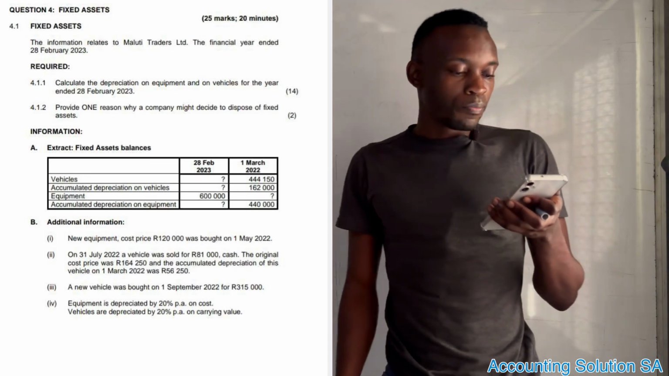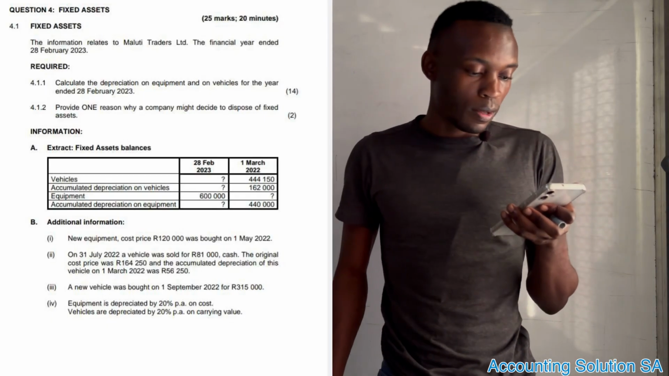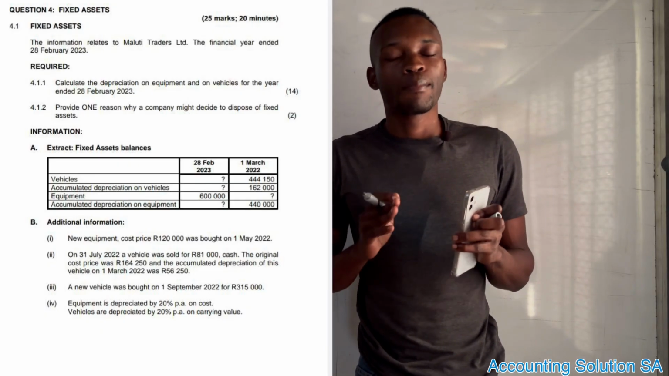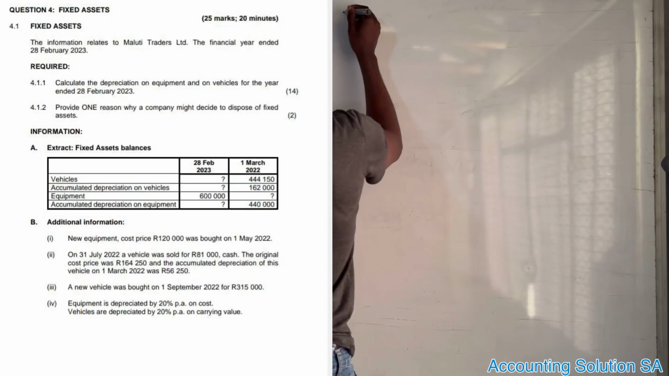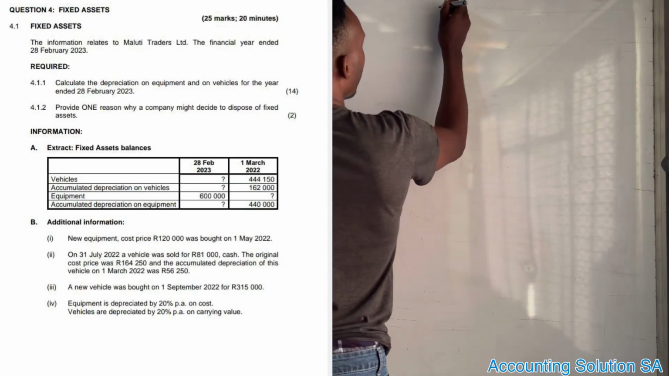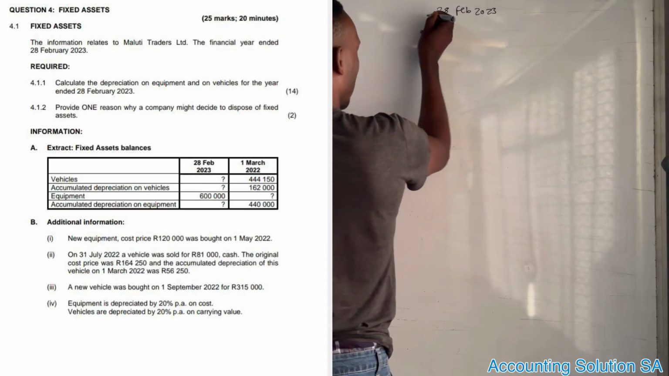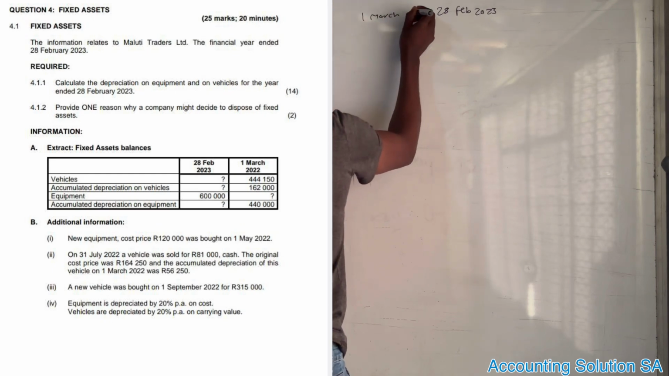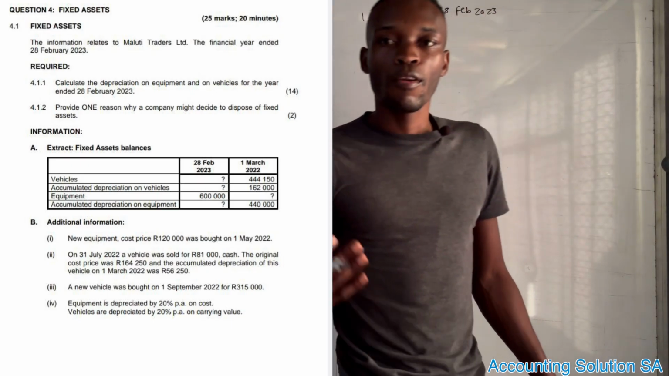Okay, 4.1, it was question 4 on this question paper. The information relates to Matuli Traders Ltd, financial year end 28 February 2023. So guys, when you do fixed assets, you must write down your reporting period because it's going to be very important when you calculate depreciation. Let's write it down. Because our year is ending 28 February 2023, which means that it started last year, 1 March 2022.